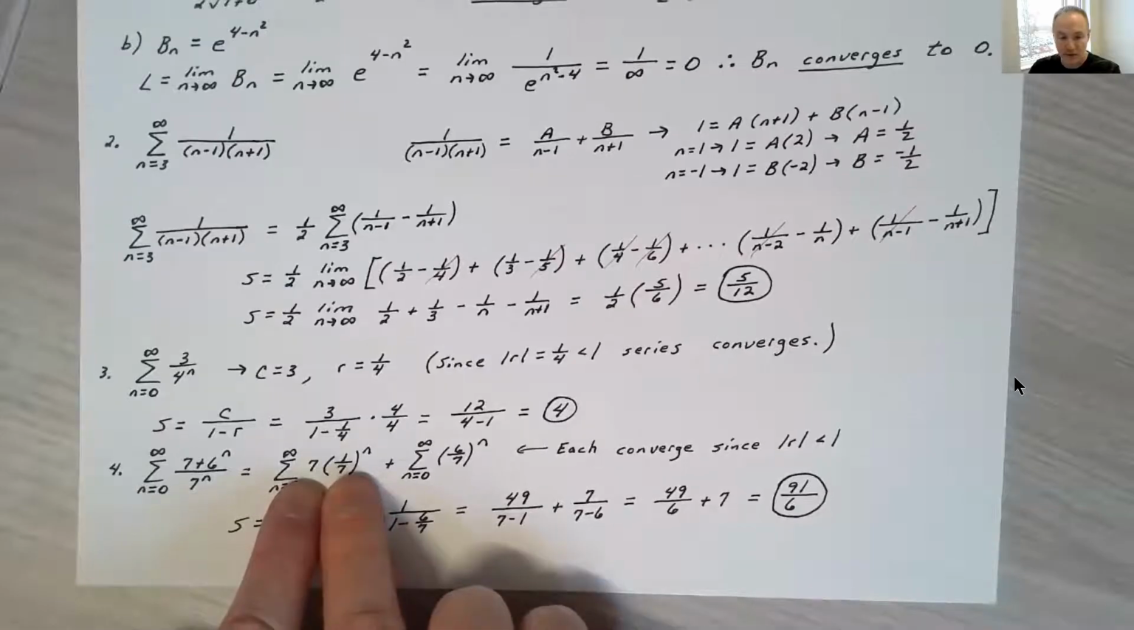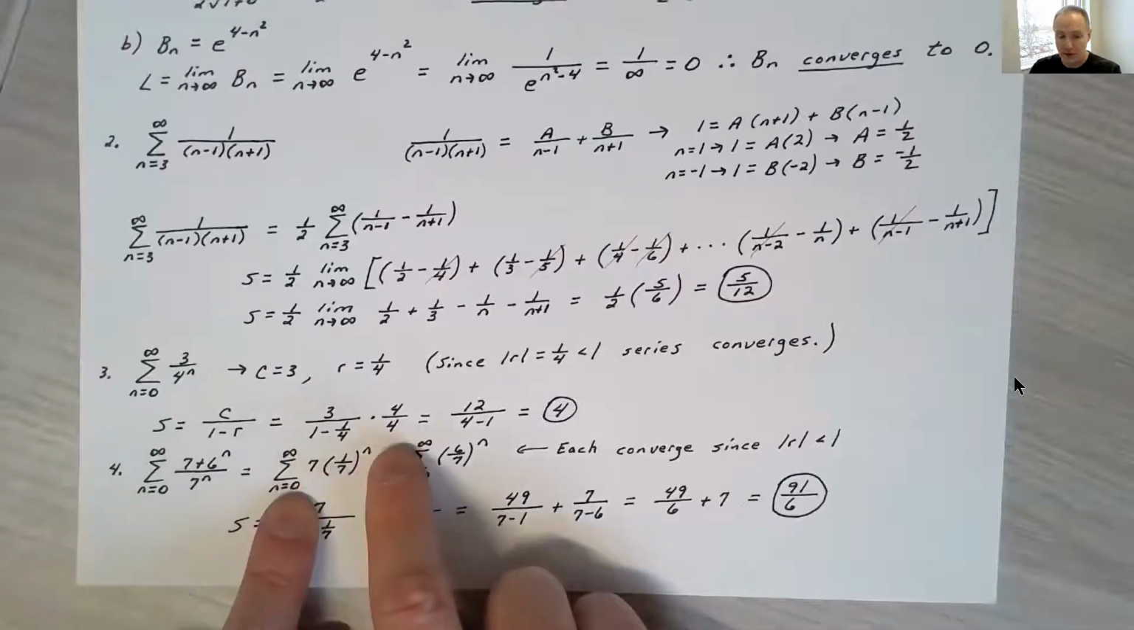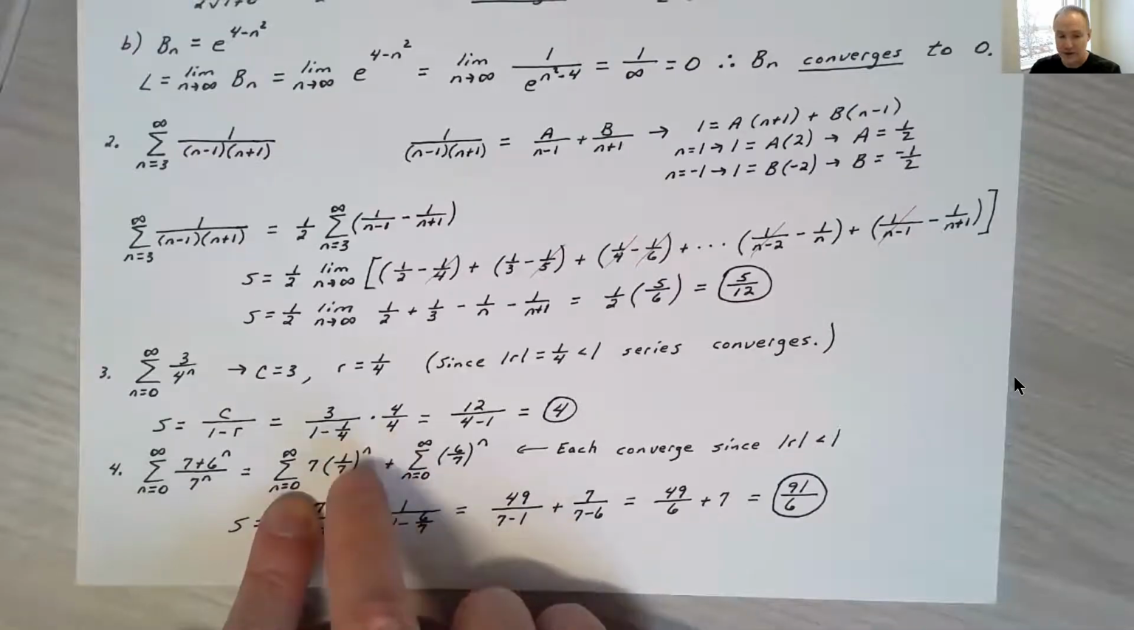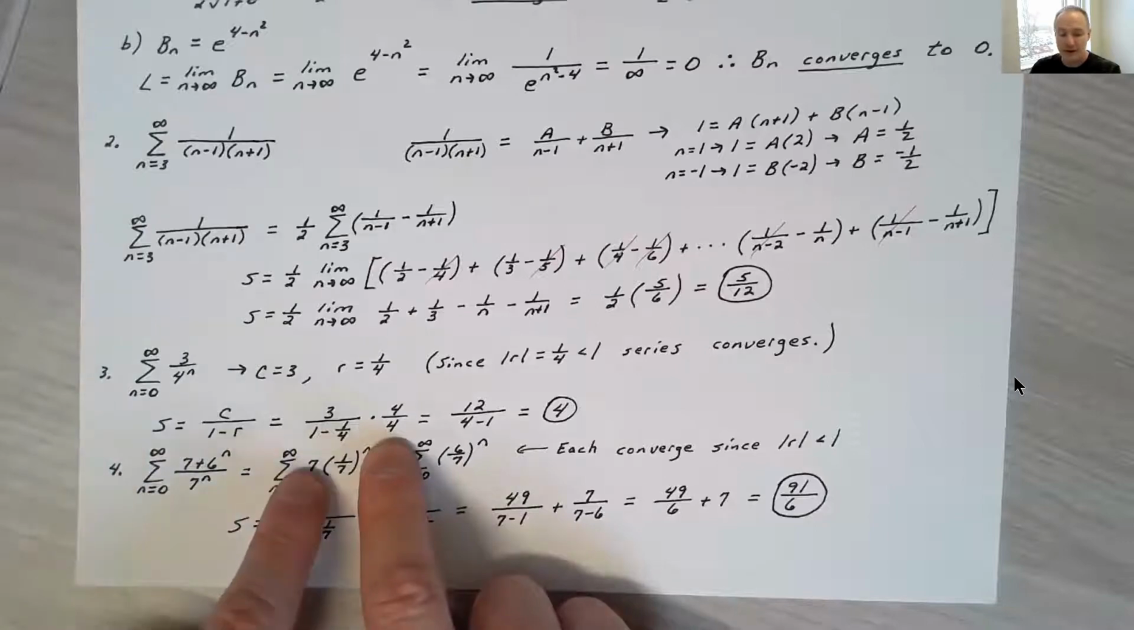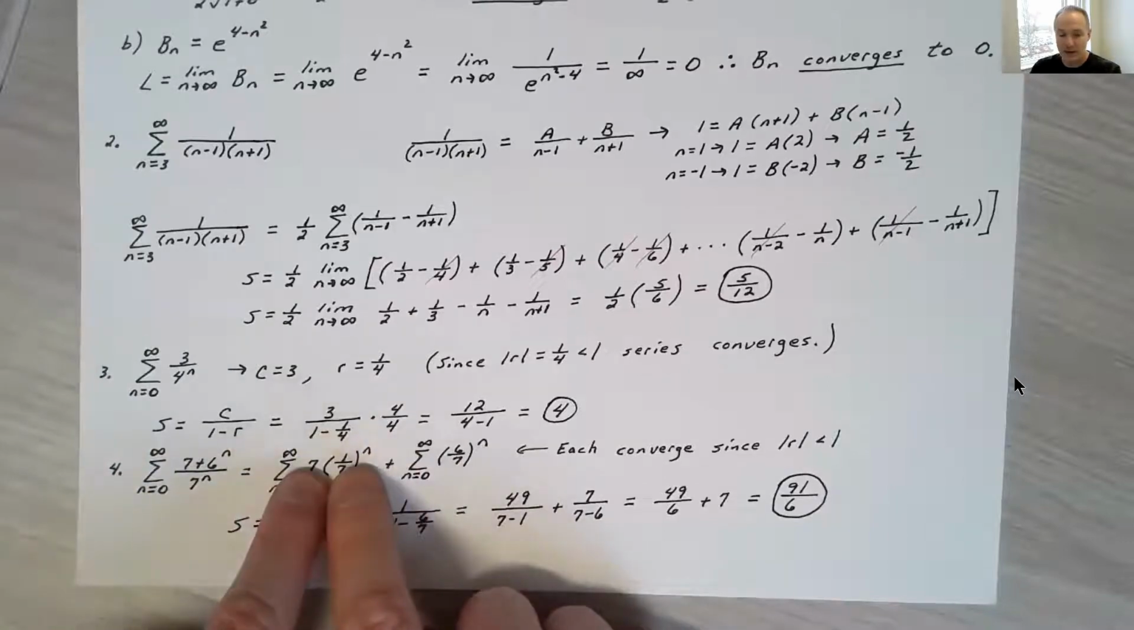R is going to be 1/7. Your first term is going to be 7. When you let n equal 0, you're going to have 7 times 1/7 to the 0. So you say, okay, the first term C is 7. Your common ratio is 1/7. I can find the sum of this series.